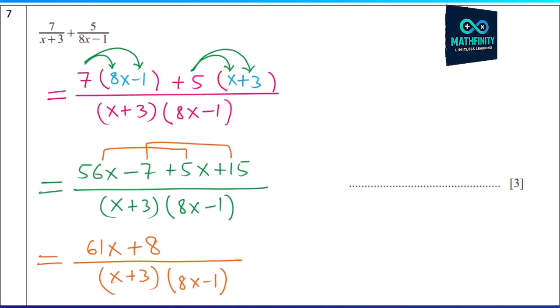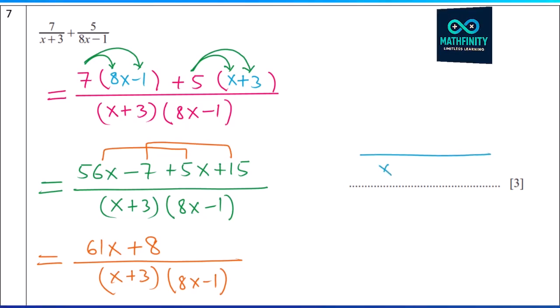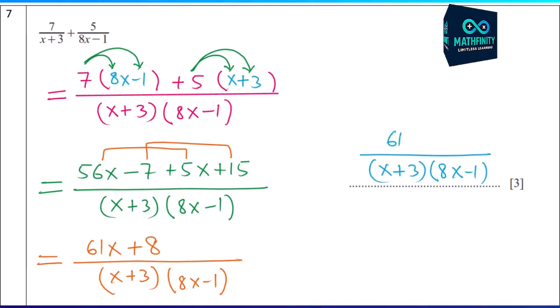You have to write in the answer space: x plus 3, 8x minus 1 in the denominator, and here 61x plus 8. Hopefully, guys, you understand how to merge two fractions into a single one. If you have any doubt or any confusion, you can discuss with me. Do the practice as much as you can.